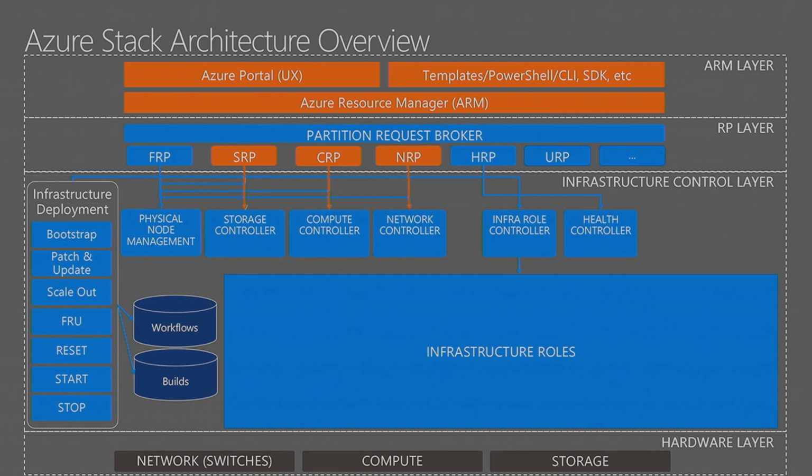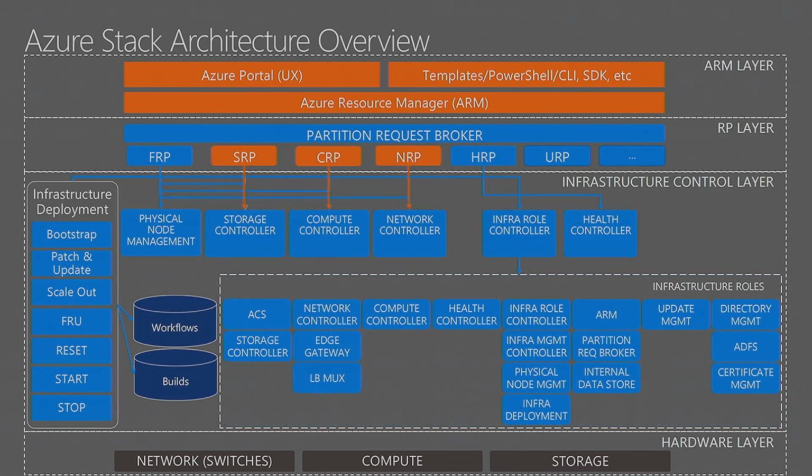architecture, as we talk about it, consists of 4 different layers. We have the ARM layer, where the Azure portal and the Azure Resource Manager exist. We have the RP layer, which provides that northbound REST API interface for both tenant services, as well as the foundational RPs that we've built in order for you to manage Azure Stack. Supporting those foundational RPs is a layer of infrastructure roles, the infrastructure control layer. Now, there are many of these roles that support and actually perform the tasks offered up by those REST APIs by the RPs.